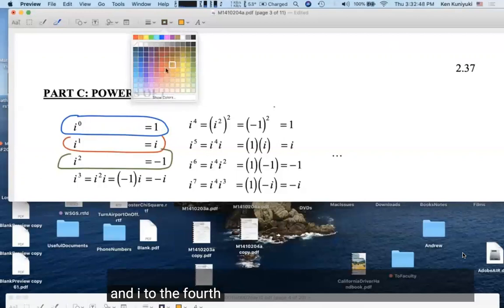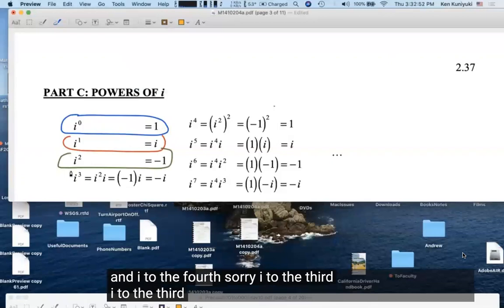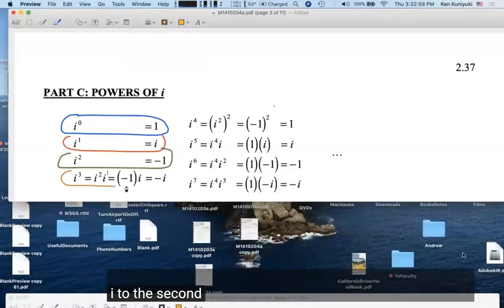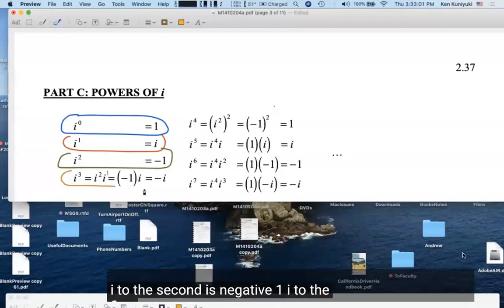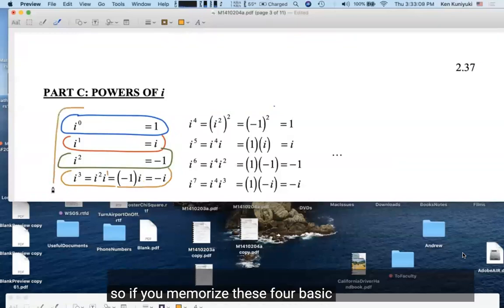And i to the third is i to the second times i to the first. i to the second is negative 1. i to the first is i. Negative 1 times i is negative i. So if you memorize these 4 basic powers of i, you're really in business.